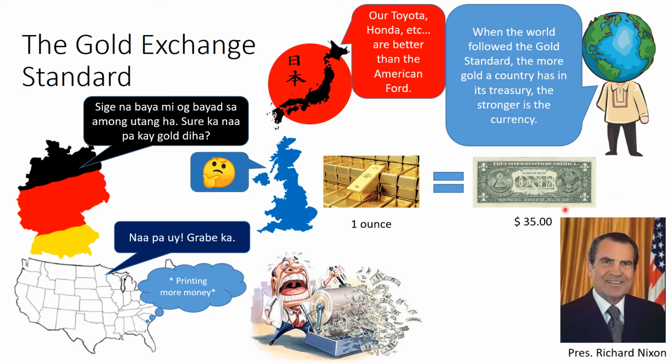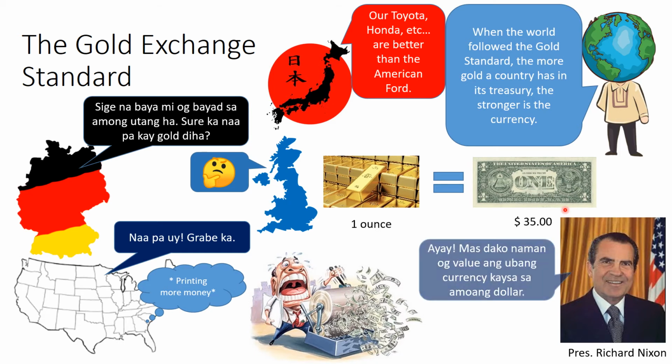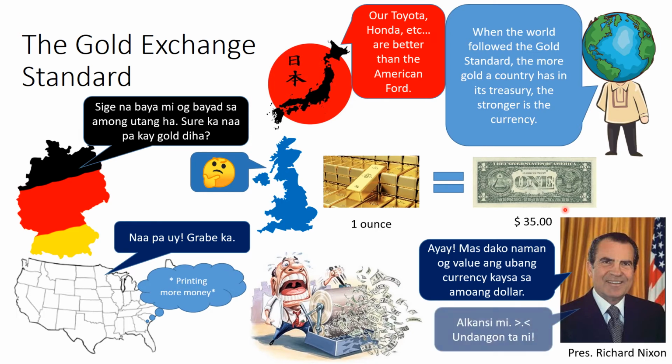And then actually nakubaan na ang US, and napugos na si Richard Nixon, the president of the US after that time. Mas kulba na siya kay ang currency sa uban nasod, especially European countries na naka-recover after the war, mas nisukul na sa dollar. Motong after the gold standard we have the fiat currency.